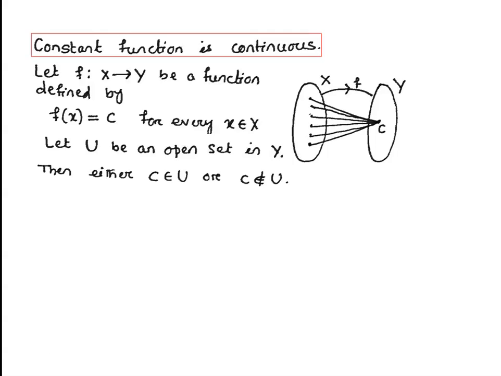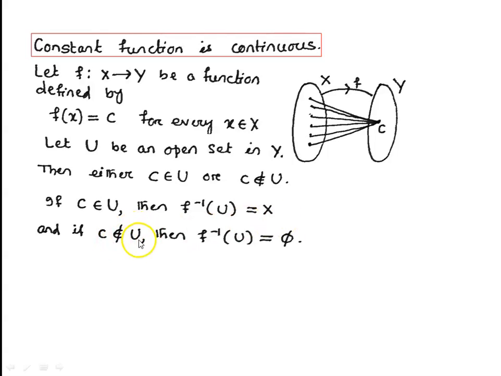Since U is an open set in Y, there are two cases. Either this point c belongs to U or c doesn't belong to U. So if c belongs to U, then f inverse U is equal to whole space X, because this c is the image of all points of X. So inverse image of a set which contains c is whole space X. So if c belongs to U, then f inverse U is equal to X. Now the other case is if c doesn't belong to U. If c doesn't belong to U, then f inverse U is empty.